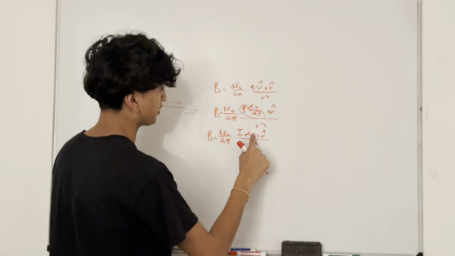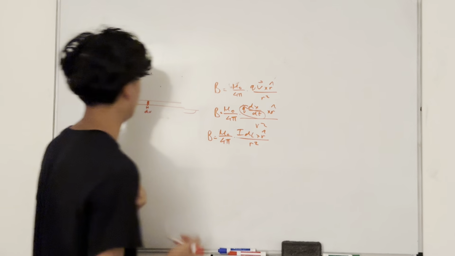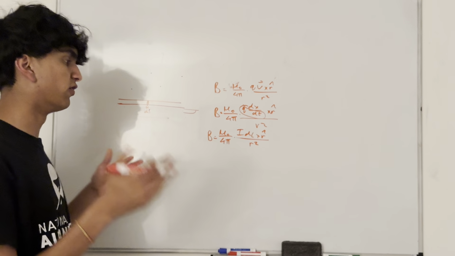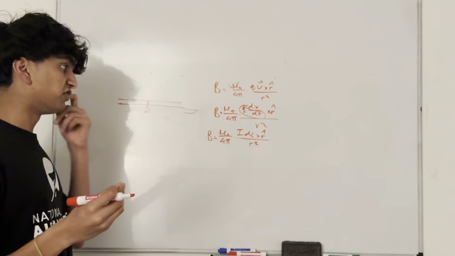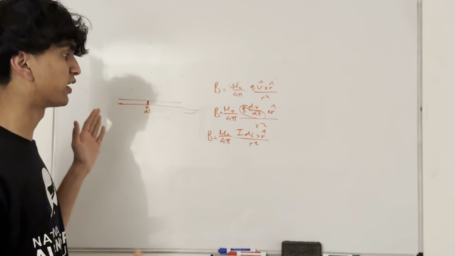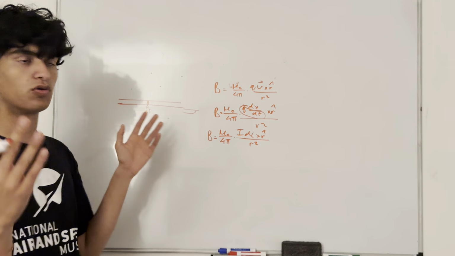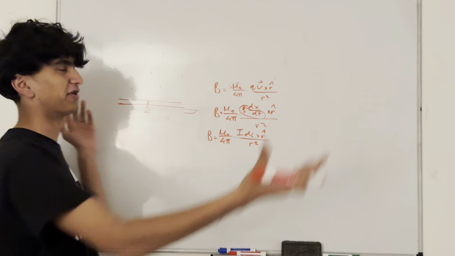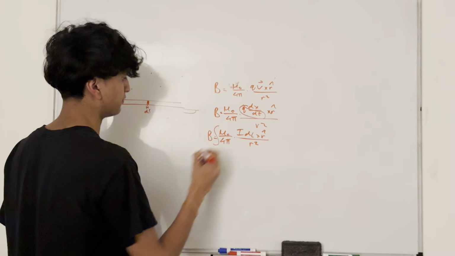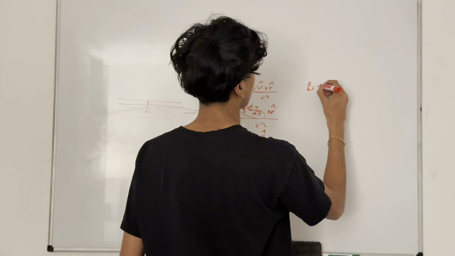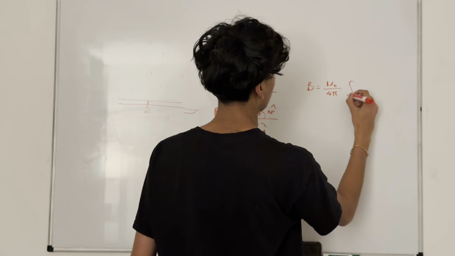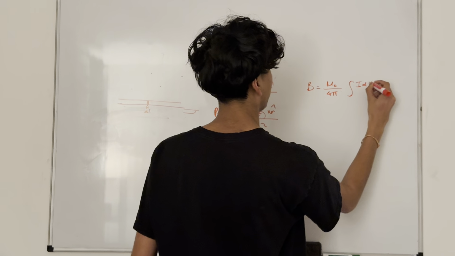So then you're going to say, well, dl. They use L for length. So, I dl cross r hat over r squared. But this is by a small element. I usually want the whole thing, like the whole wire, not just one element. So this actually ends up being an integral. So B is equal to mu naught over 4 pi times the integral of I dl, where you're integrating over length.